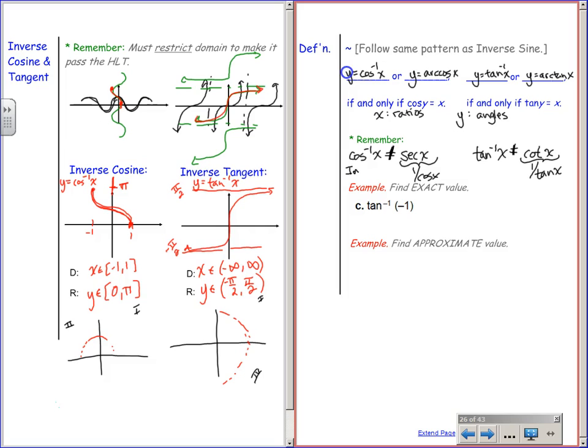This is inverse. And inverse means backwards. Now, I'm going to go ahead and do a tangent inverse one, and let's do a cosine inverse one.